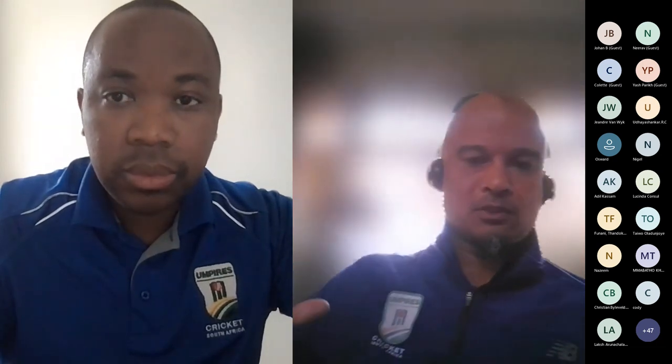So how does the law see it if the hand is not holding the bat? Now the hand is off the bat, and the ball makes contact with the hand that's off the bat, and let's say it ricochets to first slip. How does the law see this? The law sees this hand that is now off the bat as part of your person. It does not see it as part of the bat anymore.